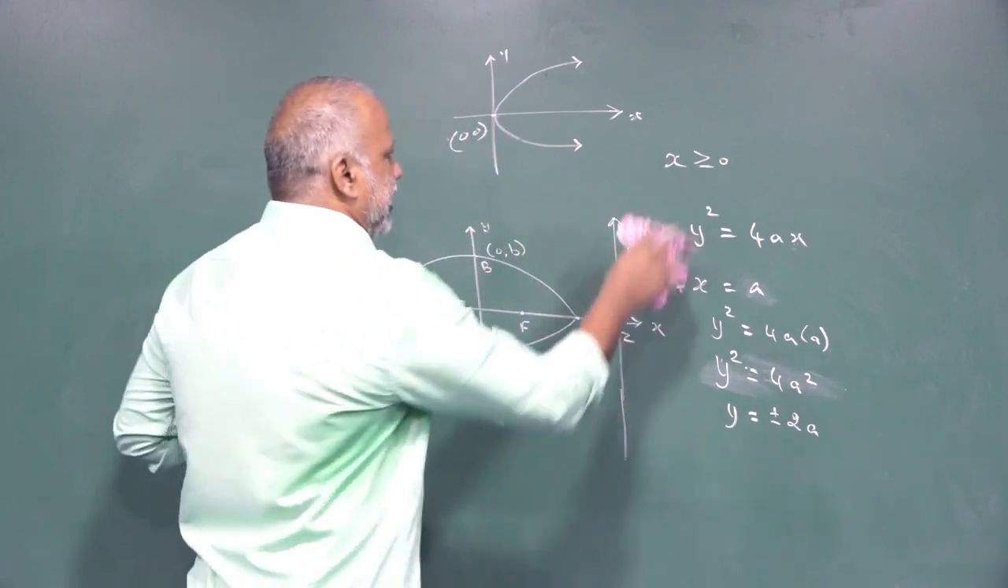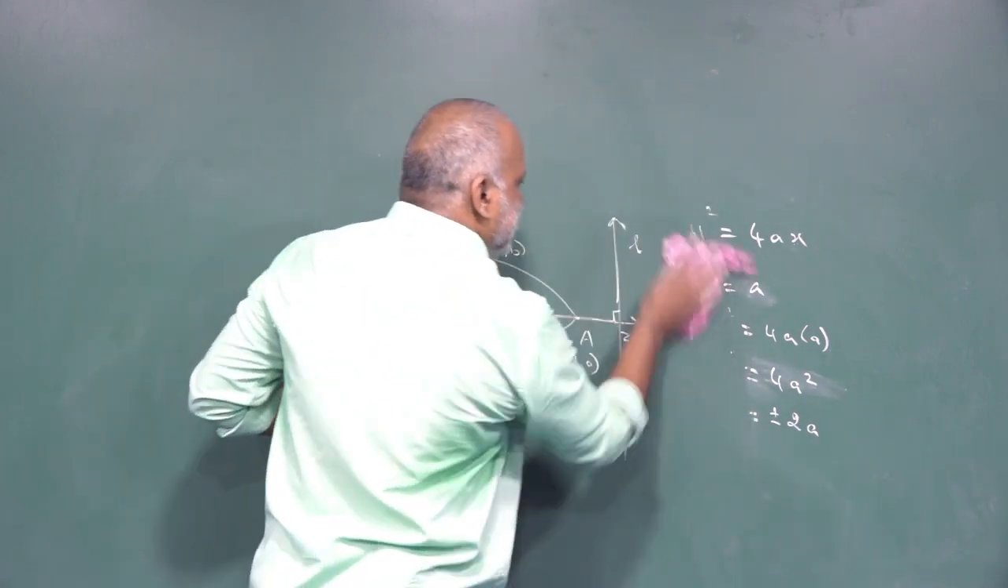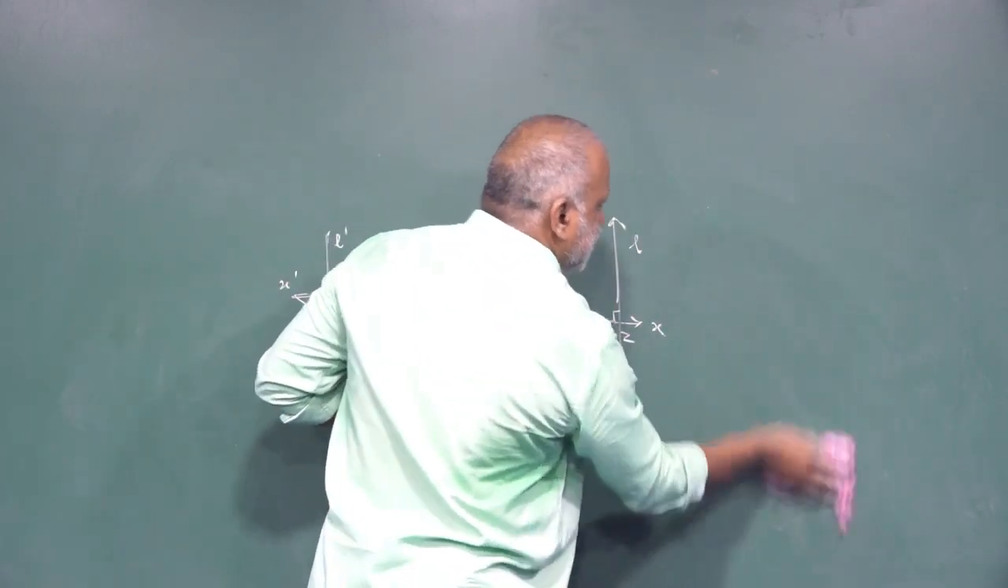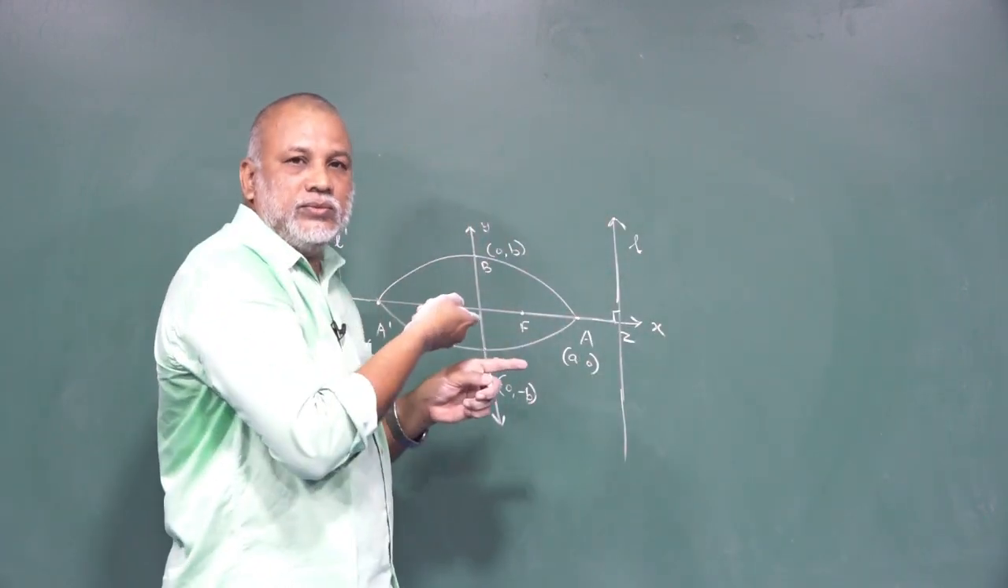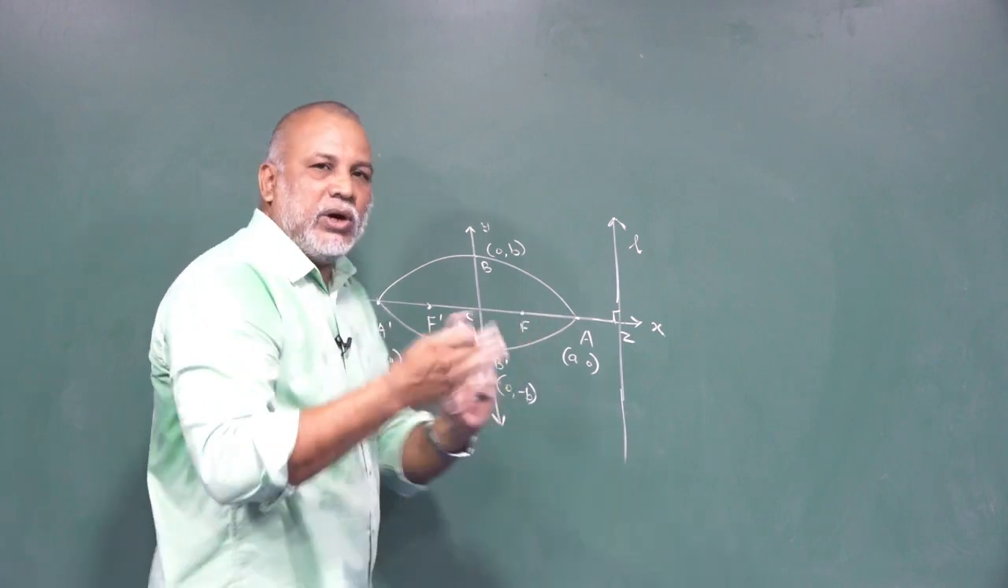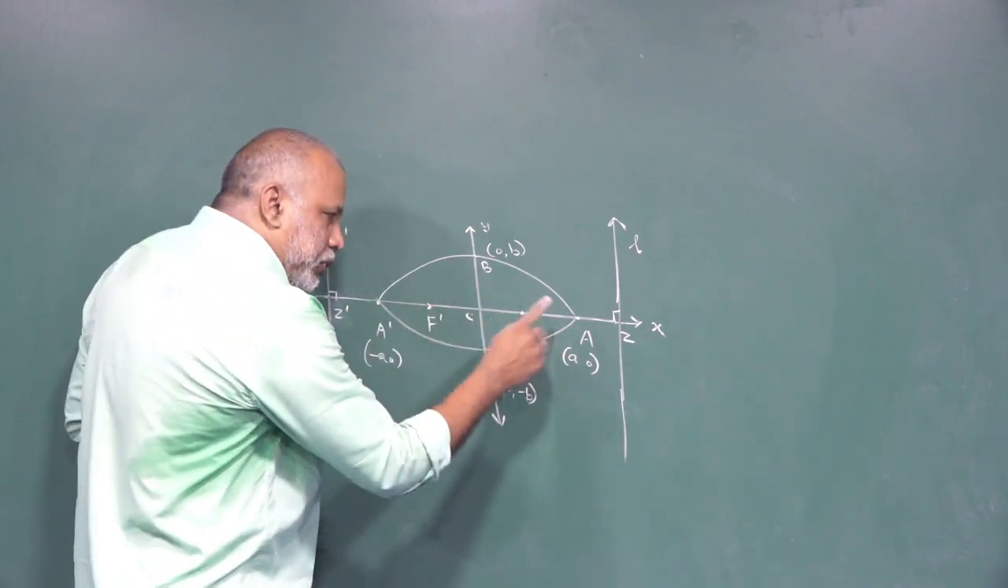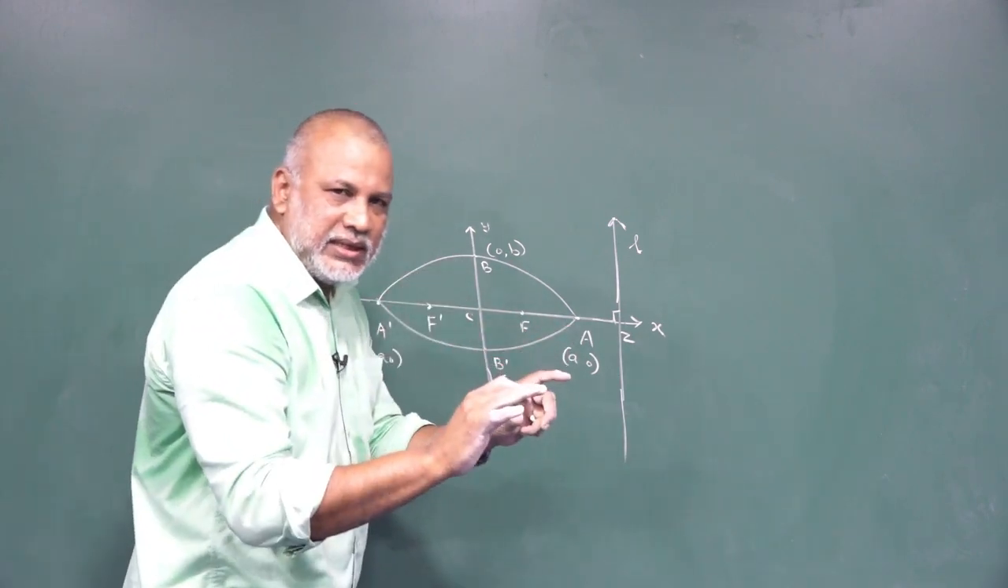But see the ellipse here. The parabolic explanation we already worked out. See this ellipse, it is a closed curve. So it exists for what values of x? It exists only from a to minus a.